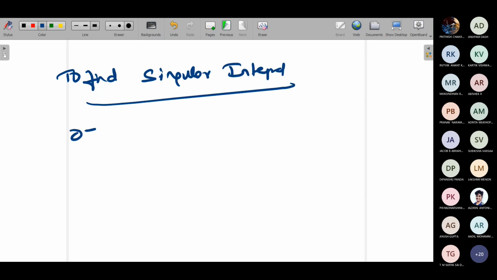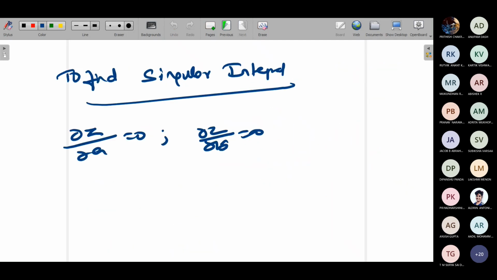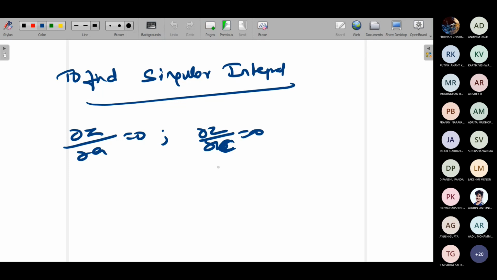We have to find dou z by dou a equal to 0 and dou z by dou b equal to 0. Forget about dou z by dou a in this. Find dou z by dou b. b is here c. When you find dou z by dou c equal to 0, what will you get? You'll get 1 equals 0, which is an absurd solution. Therefore, the singular integral does not exist.